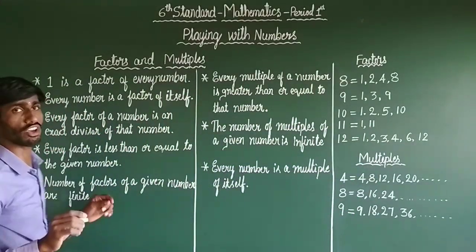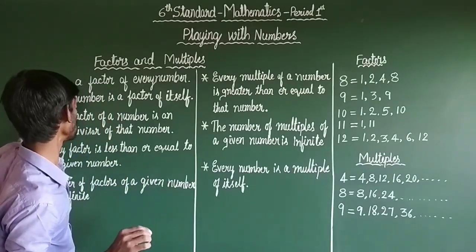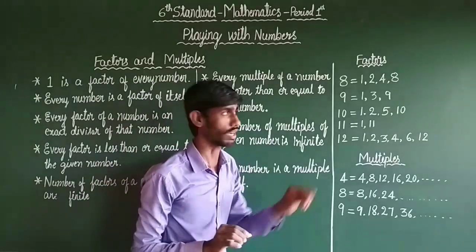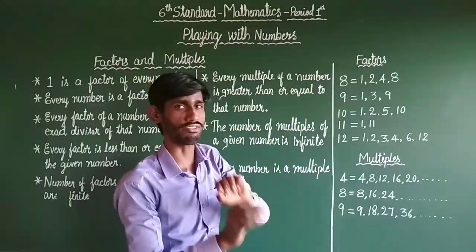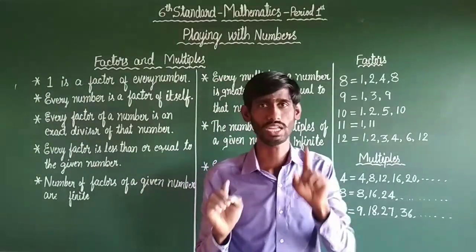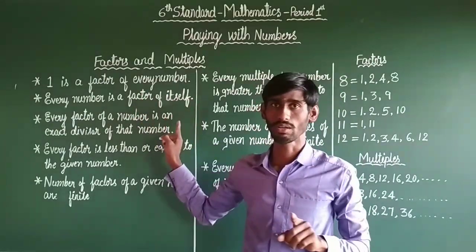The first property of factors: 1 is a factor of every number. 1 is a factor of every number. Observe here. Here are examples of factors. 1 is a factor of every number because every number comes in the table of 1. That's why 1 is a factor of every number.